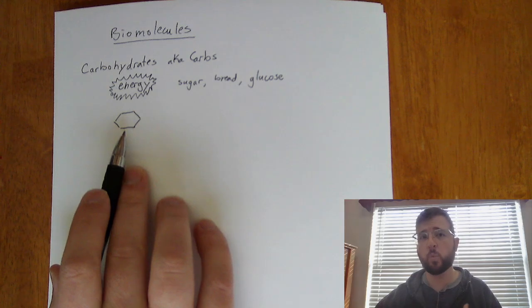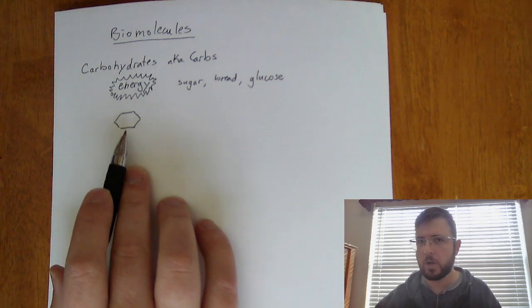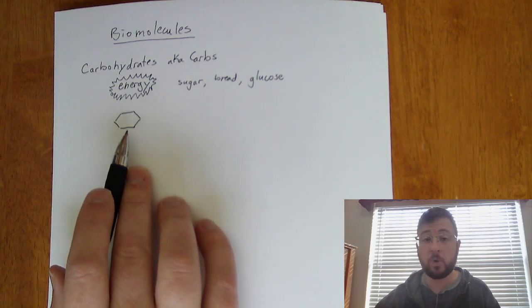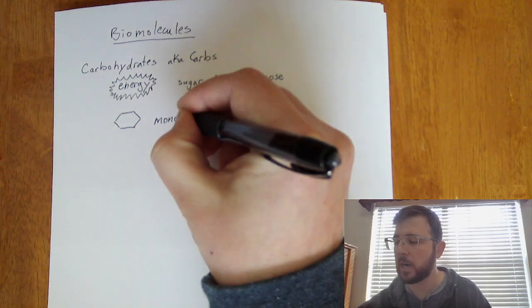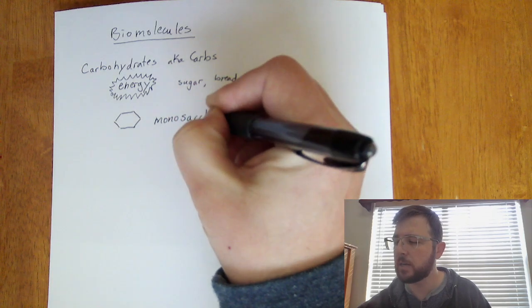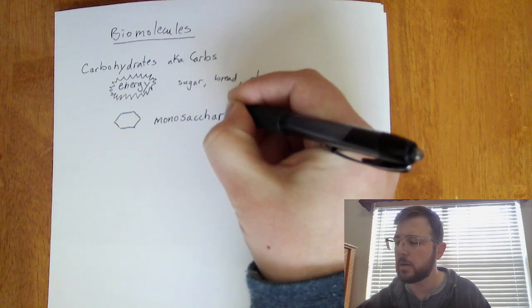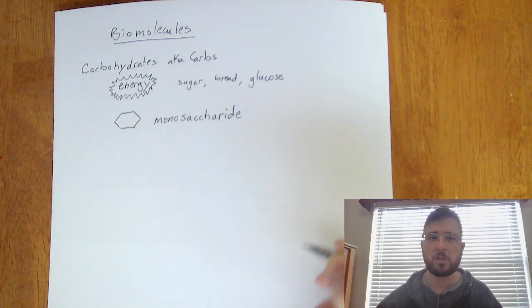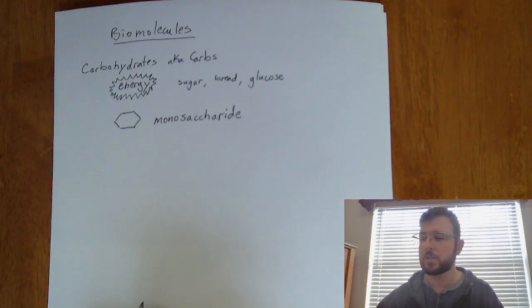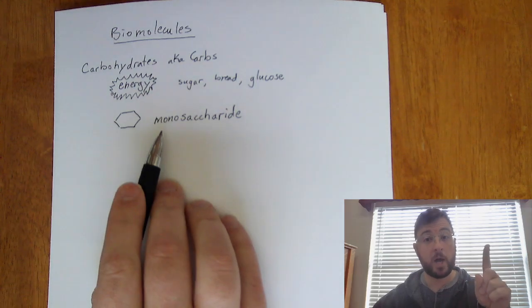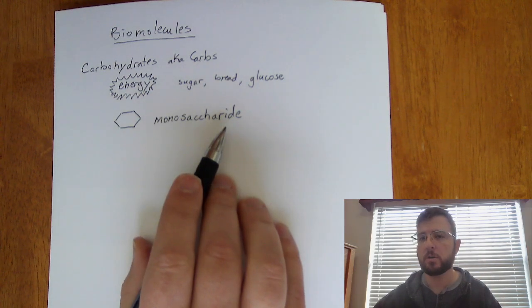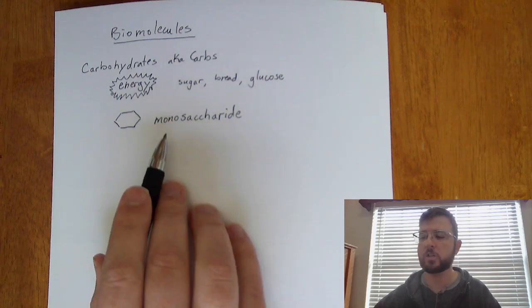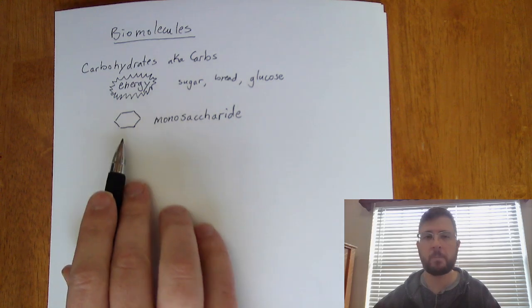Now, if you have just one carbohydrate, one sugar molecule, or one glucose molecule, we call that a monosaccharide. Monosaccharide. A very long and complex name. So mono just means one, and saccharide means sugar. Okay, so we have one sugar. We have got one sugar molecule.